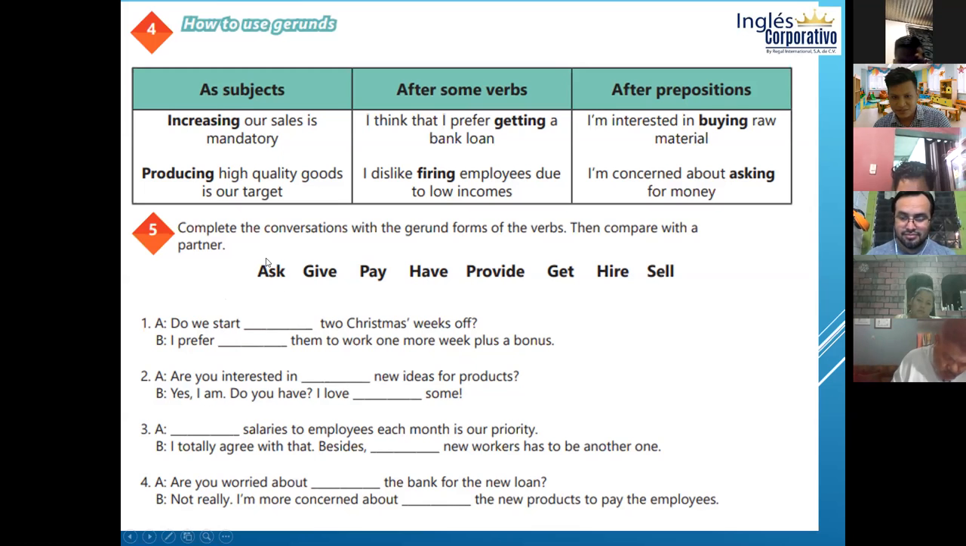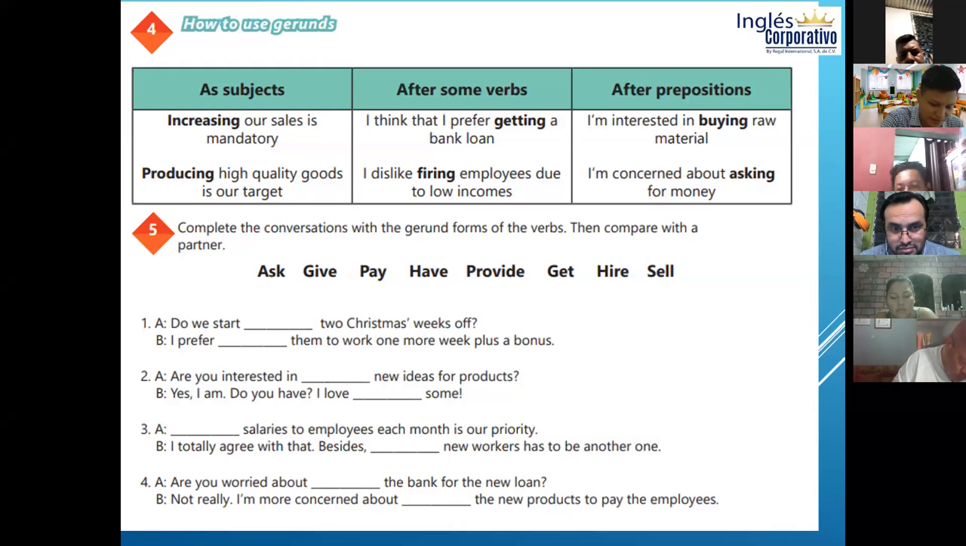Y tenemos this verb. Ask, give, pay, have, provide, get, hire, and sell. ¿Qué va a pasar con estos verbos? Vamos a tener que ponerlos with ing. Ok, en cada una de estas questions and answers. Ok, take a look at this. Echemos un vistazo a esto. Y 1 minute. Y luego vemos cuál encaja en cada una. Ok, go ahead. 1 minute.